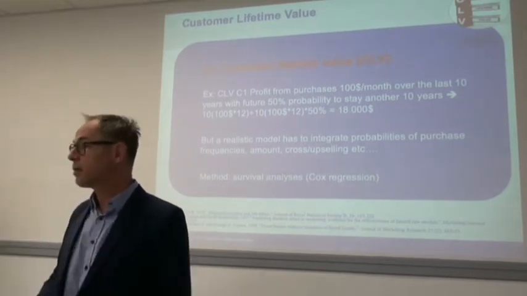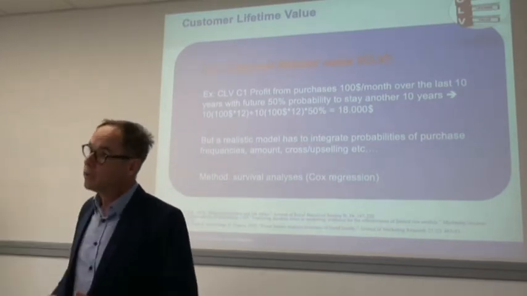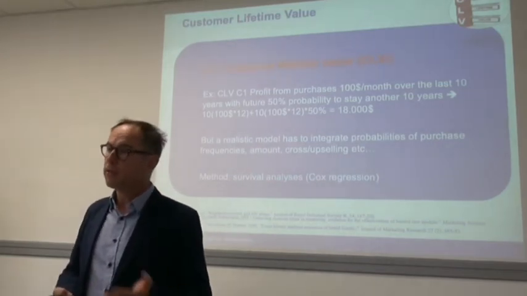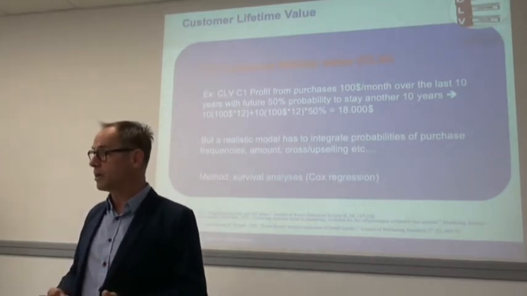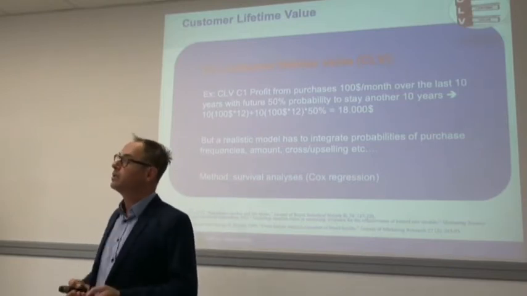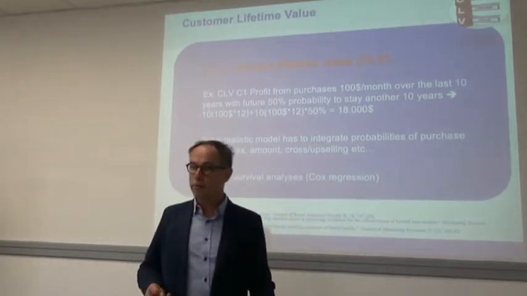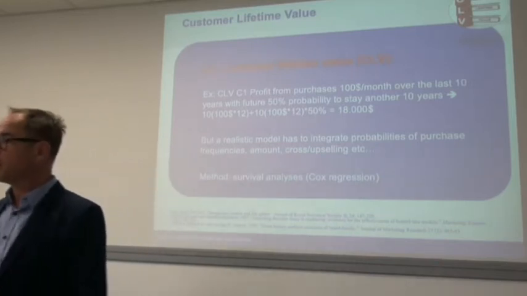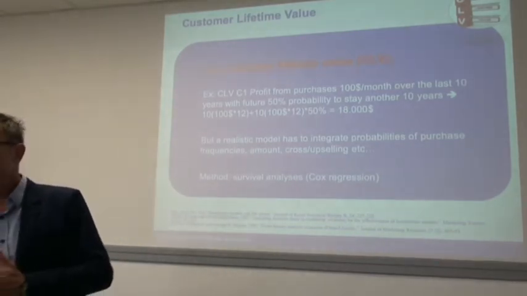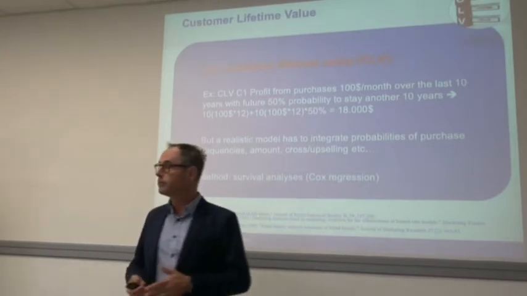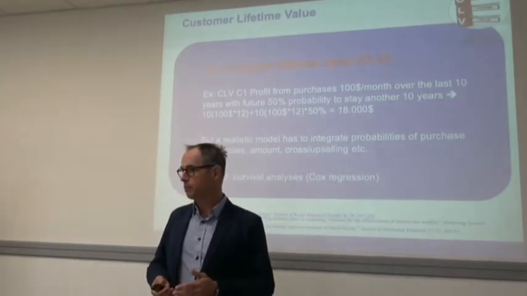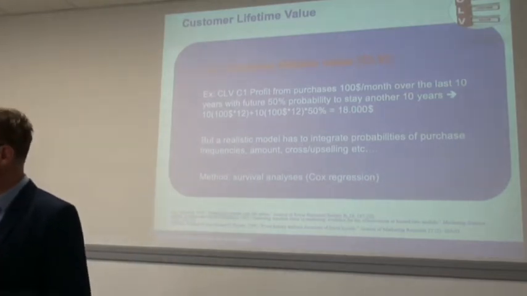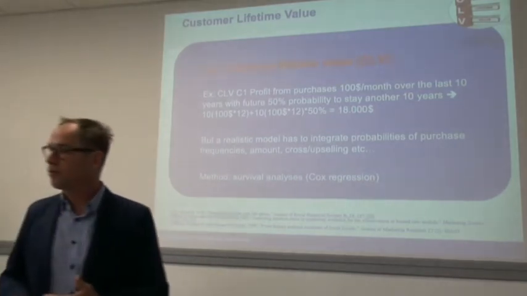But this model is simplistic. I only took into account the churn rate, the activity rate. A sophisticated model should, as I just stated, integrate the evolution of the purchase amount, the evolution of the purchase frequencies, decrease, stability, or increase, in order to have a realistic lifetime value. This is only an example to show you simply how it works, but in reality, it's much more sophisticated.